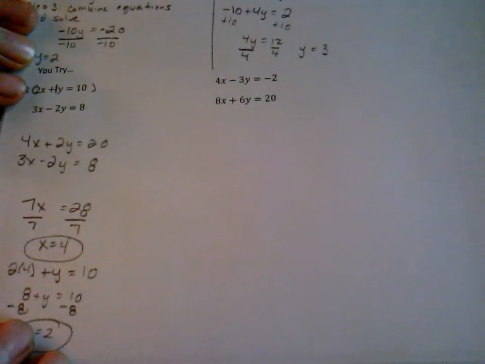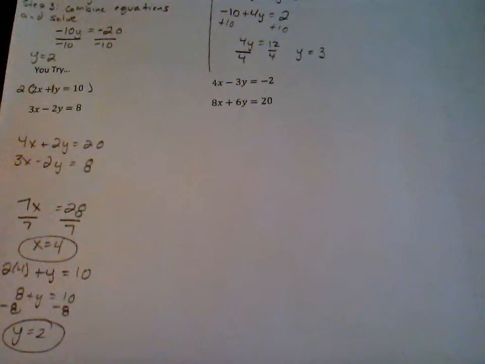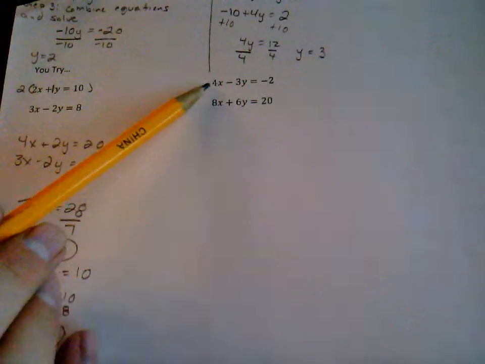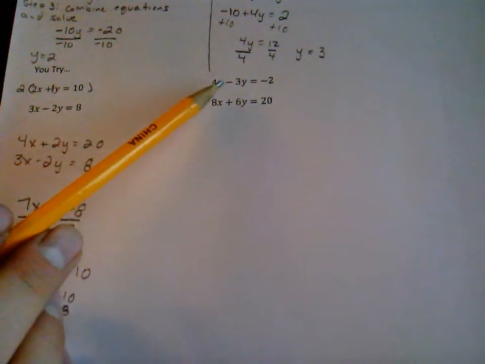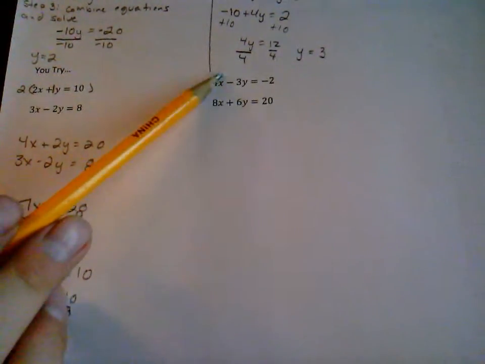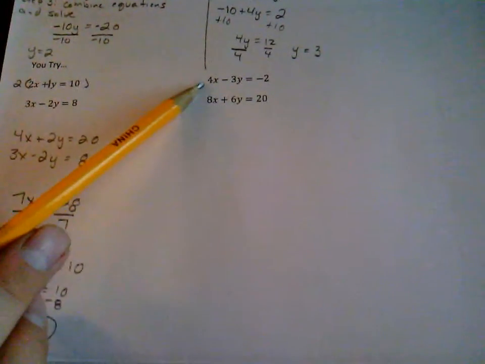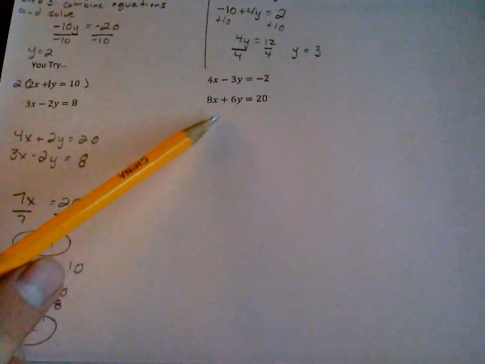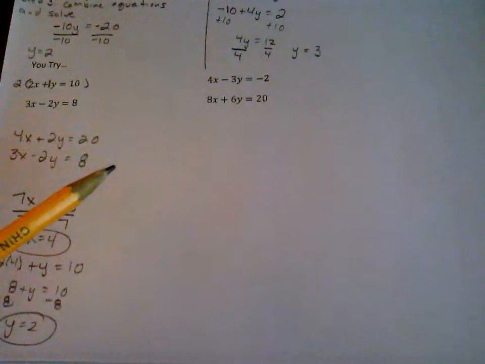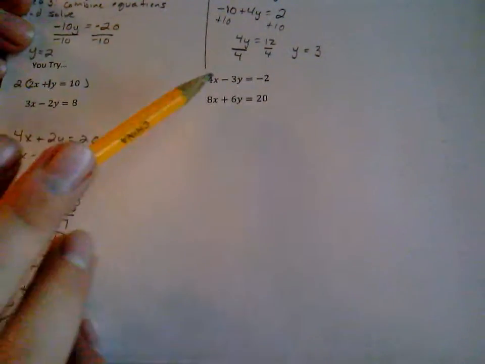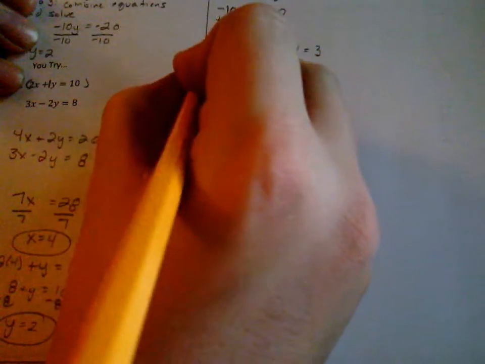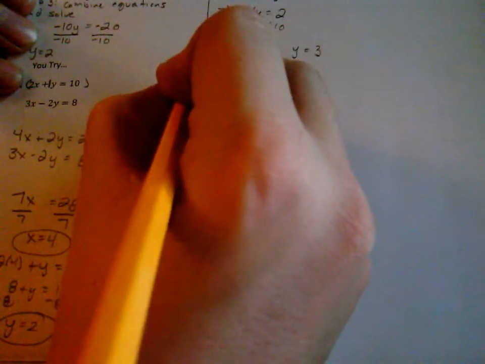Next problem. Alright. This one can go either way. We could actually take 4 and multiply it by 8, or 3 and multiply it to 6. Since I already have a negative and a positive of the y's, this is easier to do than this one, which are both positive. Because then I don't have to deal with the negative. Now this one right here, I'm going to multiply by 2 to get to a negative 6, which is the opposite. So multiply that by 2.